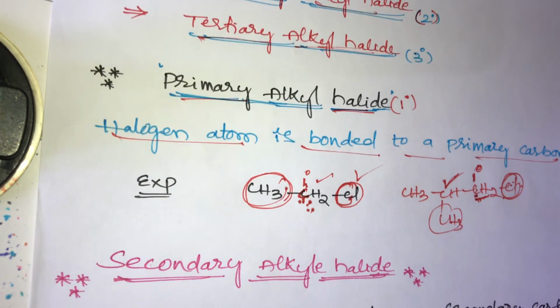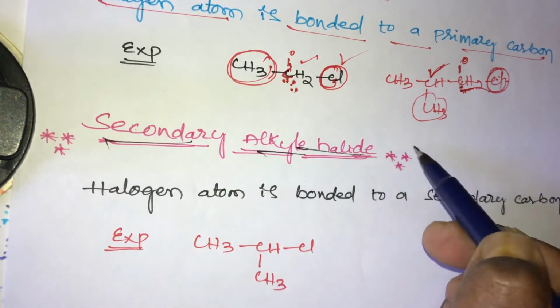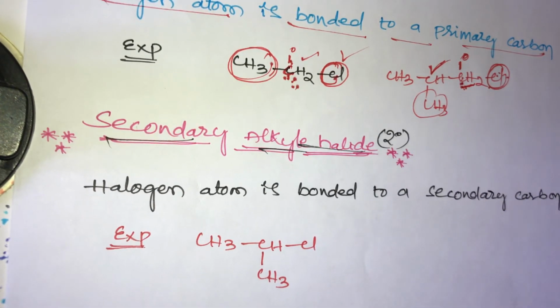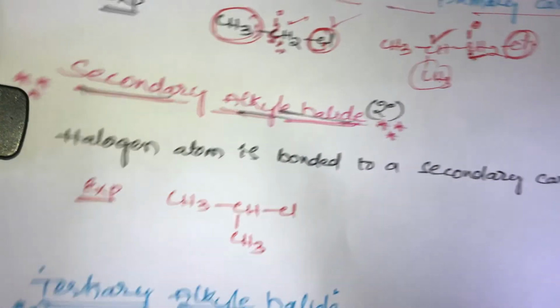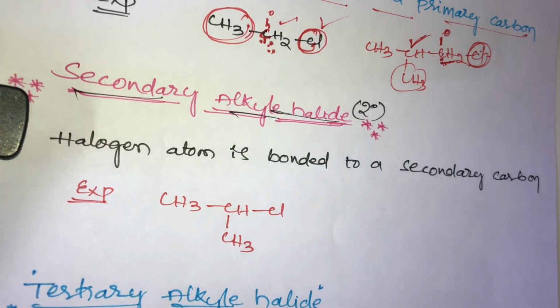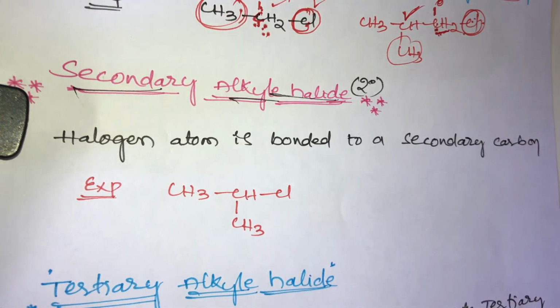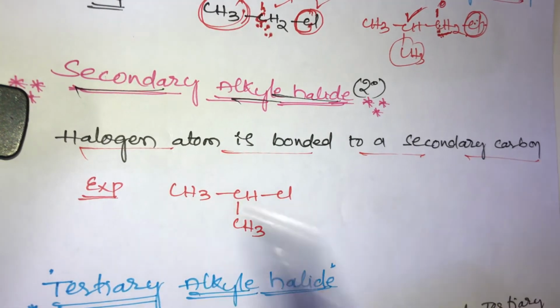And next one, students, is the secondary alkyl halide. What is secondary alkyl halide? Secondary alkyl halide is denoted by 2 degree. When a halogen atom is bonded to a secondary carbon atom, that is known as secondary alkyl halide. Once again, students, when a halogen atom is bonded to a secondary carbon atom, it is known as secondary alkyl halide.